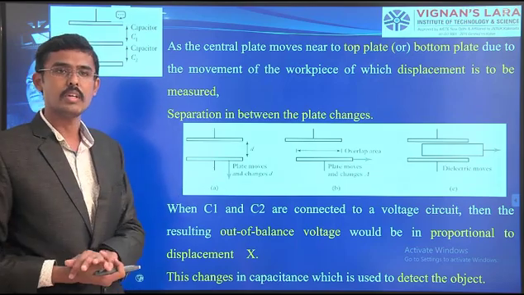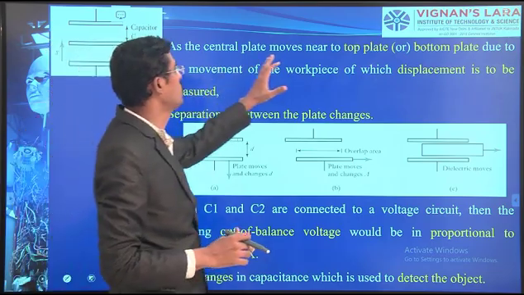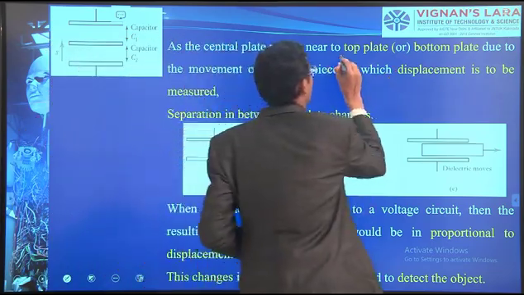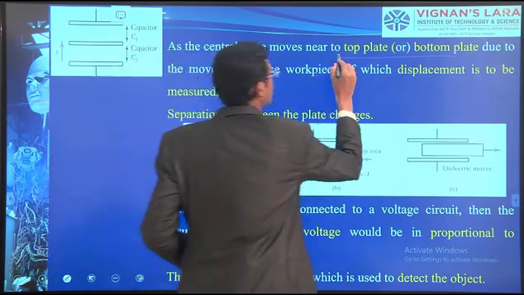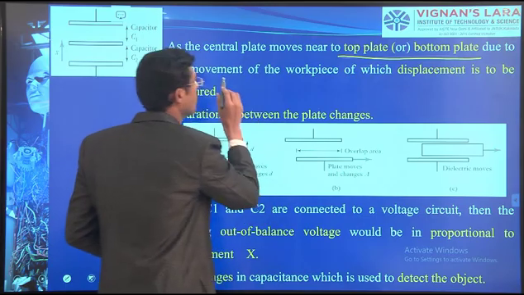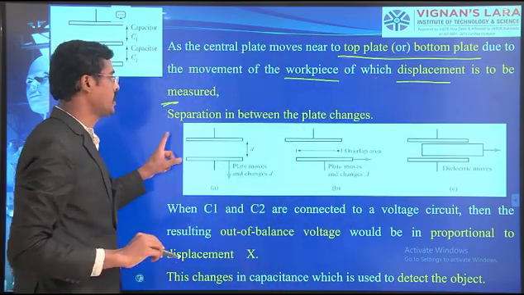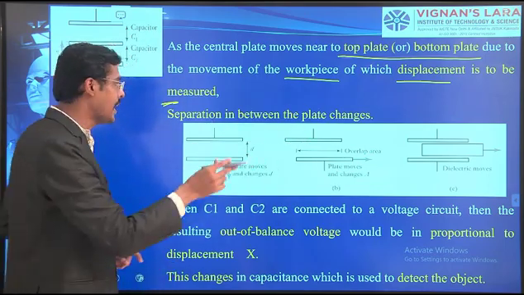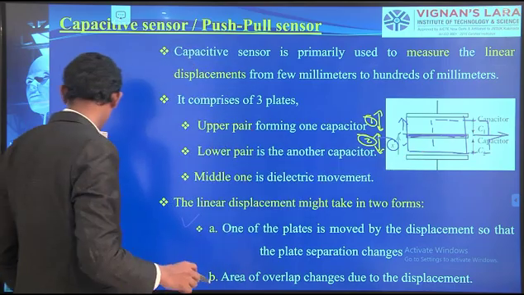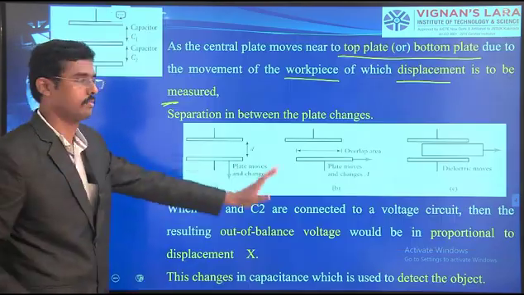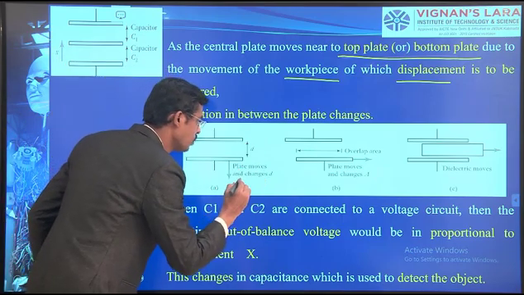From the video, we have seen how this connection happens. As the central plate moves near to the top plate or the bottom plate, as we have already mentioned, when the top plate moves, maybe due to movement in the workpiece whose displacement is to be measured, the separation between the plates changes. What I have discussed here has been given clearly here. Okay? So number one option, the plate moves, changes at D.